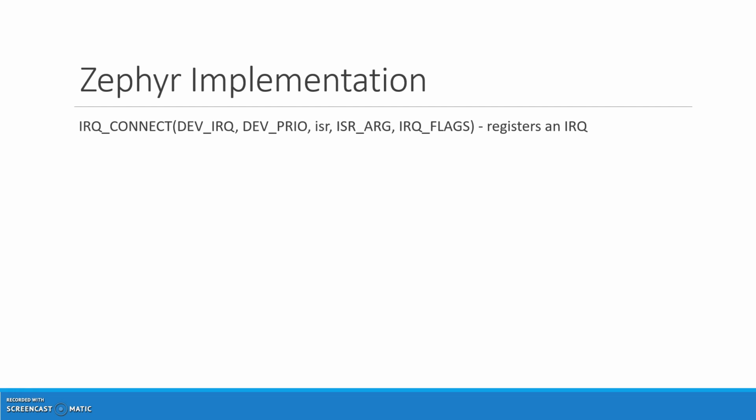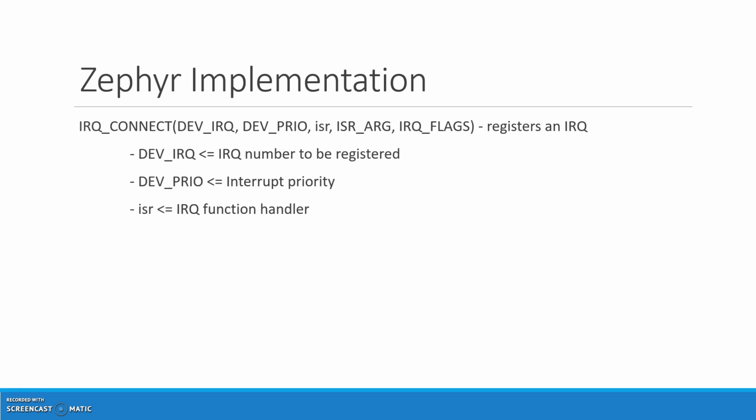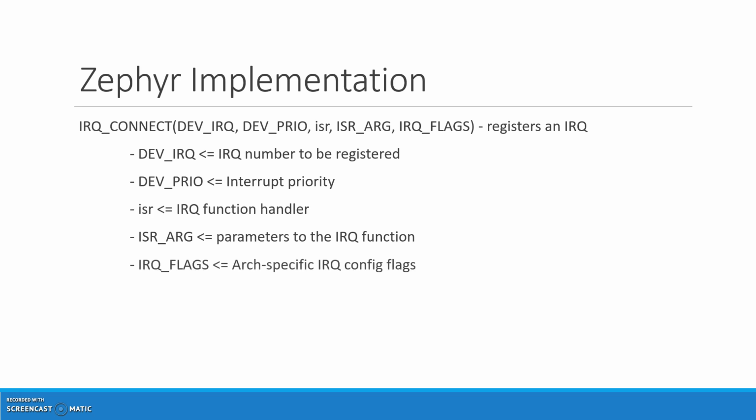Every IRQ or interrupt gets associated with an IRQ number. So while registering, we have to specify what the IRQ number is going to be, what the priority of the interrupt is going to be, the function that is to be called whenever an interrupt occurs, what arguments the function takes, if there are any, and the flags that are to be turned on. All these things should be specified when the IRQ is registered.